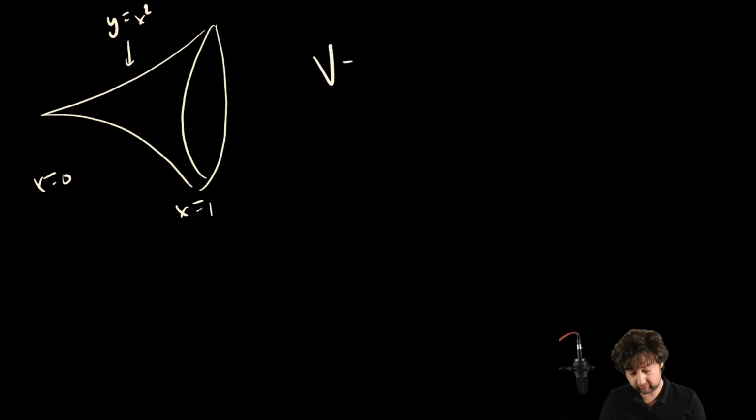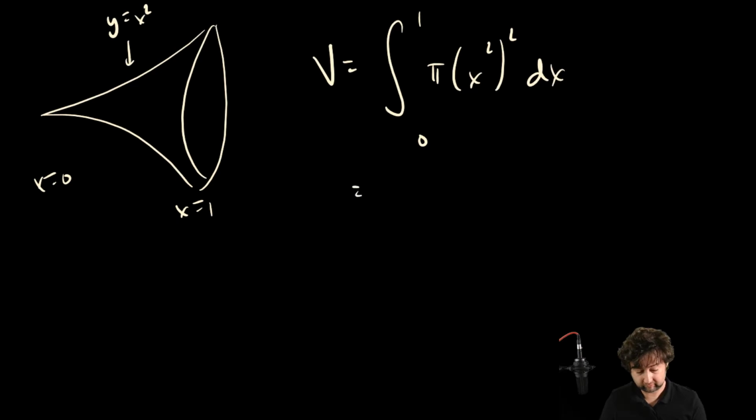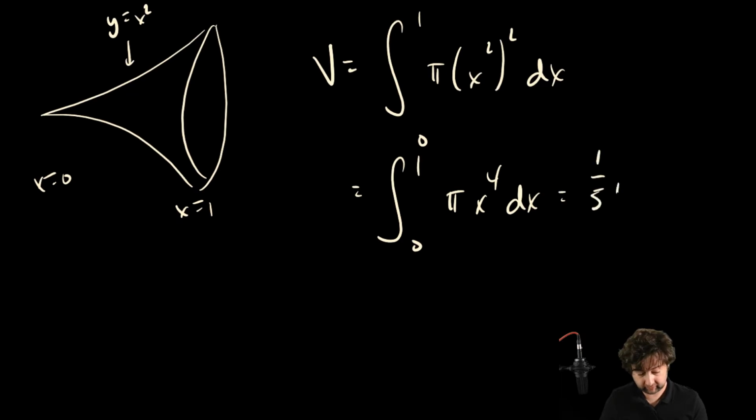Okay, so if we want to do this, where this curve is given by y is equal to x squared, and this is x equals 0, and this is x equals 1, then the volume is equal to the integral from 0 to 1 of pi x squared squared dx, which is the integral from 0 to 1 of pi x to the 4th dx, which is 1/5 pi x to the 5th, evaluated from 0 to 1, which is just 1/5 pi.